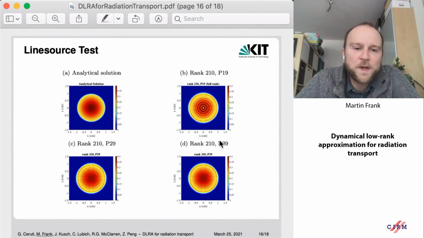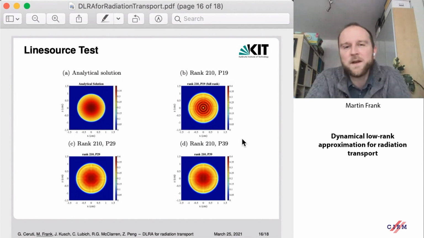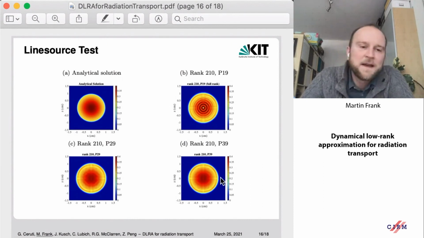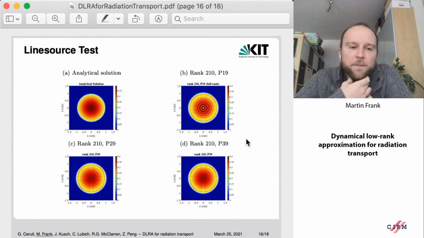But what we can do is crank up the angular degrees of freedom. So this is P39, which is something like 1,600 degrees of freedom in angle. But at the same time, we can lower the rank. So this is a rank 210, but below it is a discretization that actually has 1,600 degrees of freedom. And in a certain sense, dynamical low rank picks the right basis functions to have a solution which is much closer to the original solution, and it uses fewer degrees of freedom.